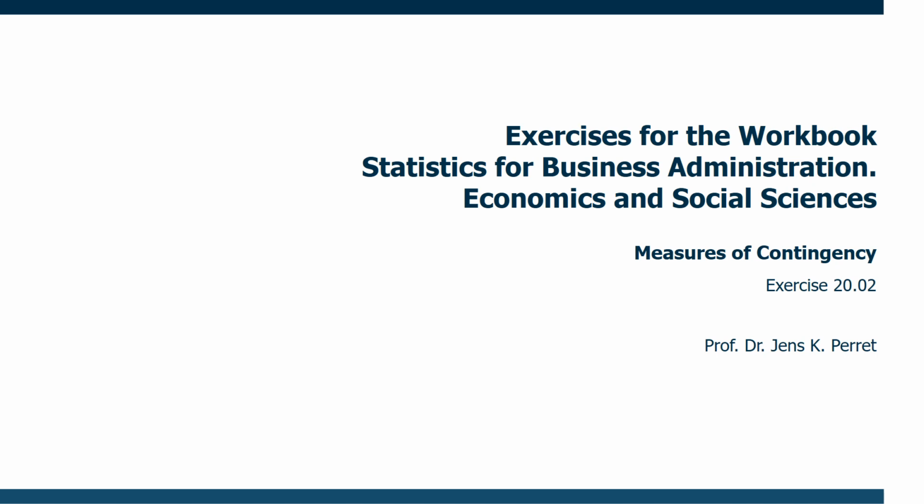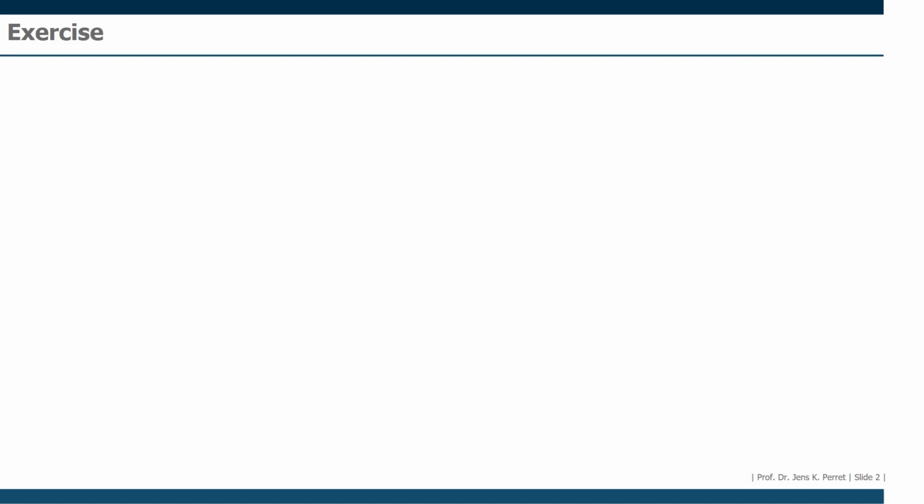Welcome to another exercise for the workbook Statistics. This time I'm going to focus on measures of contingency, or rather measures of association for nominally scaled variables. So let's have a look at the exercise.